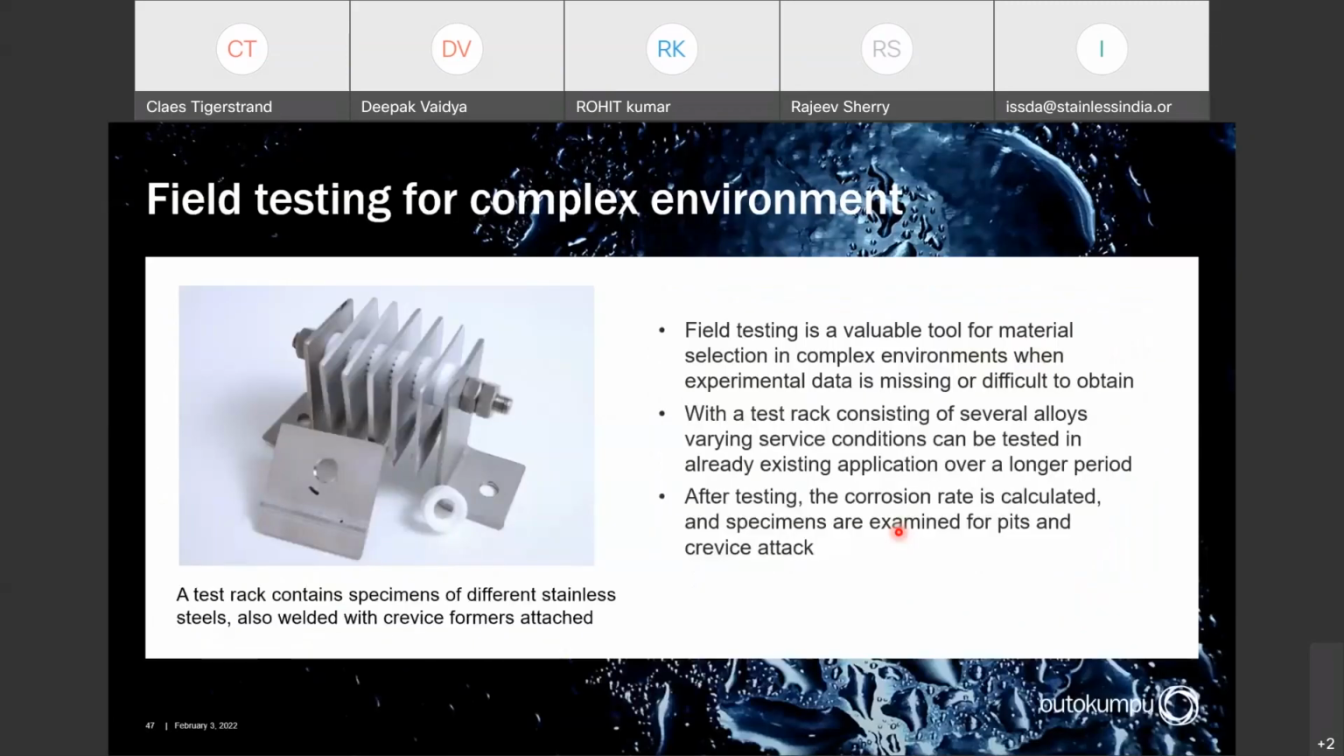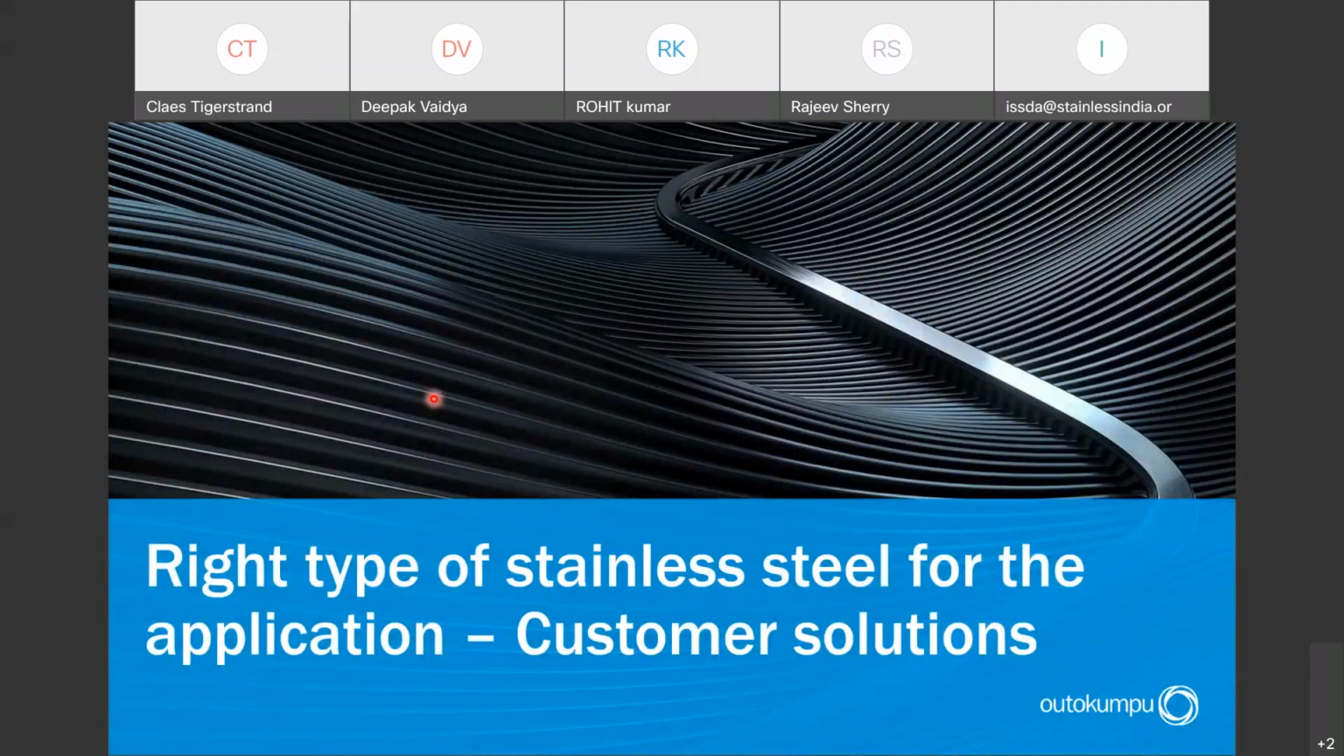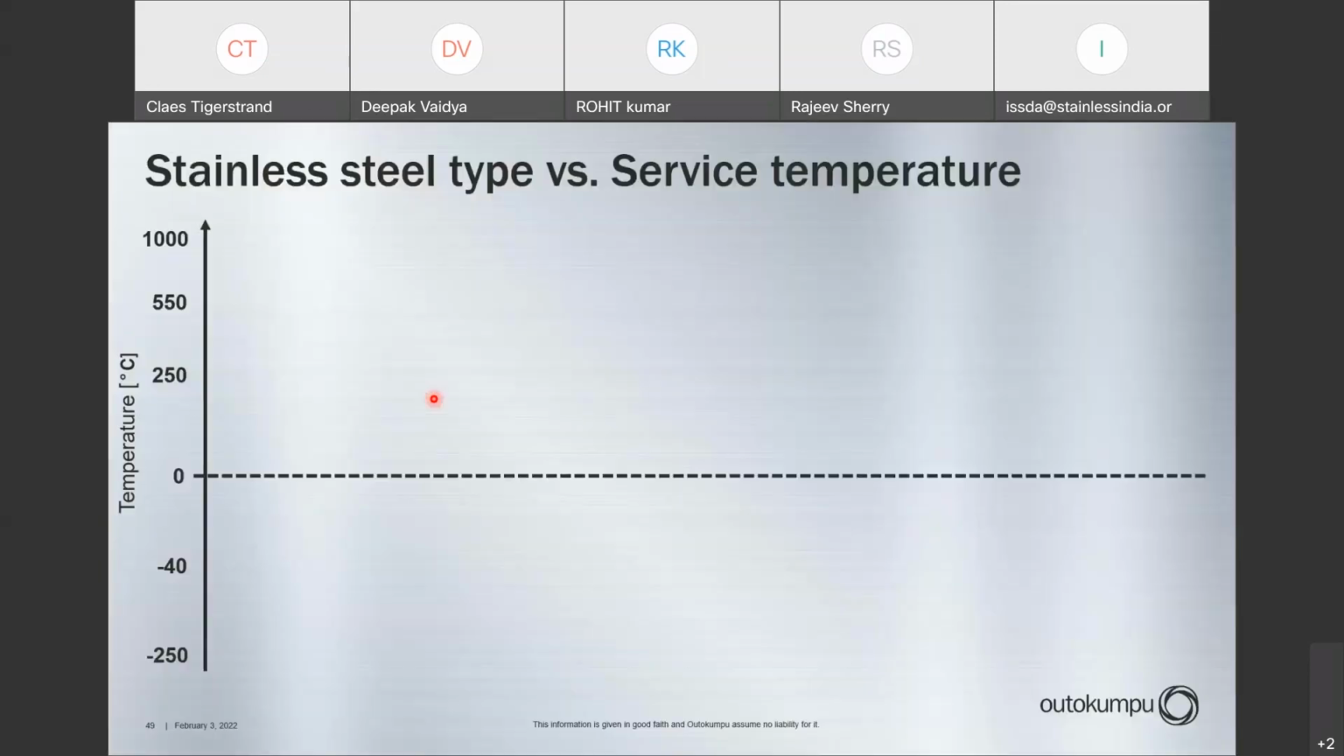If we talk about a very complex environment, it could be very difficult to just use the material selection tools available, or let's say use our experience. The best way could be to do field testing. That is something we can provide: you can have a test rack with different types of grades, mount it into your environment in your vessel, and we can evaluate which grade is best for a specific environment. So, the right type of stainless steel for different applications.